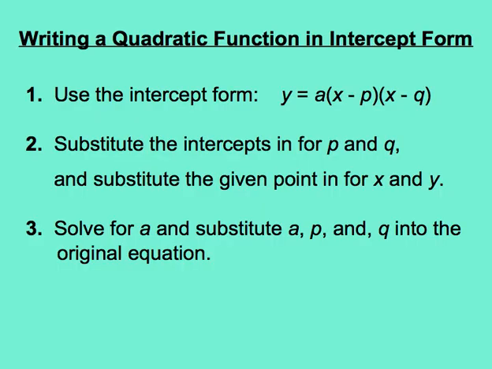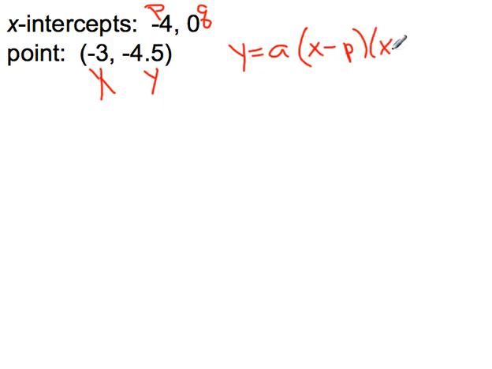Now if I want to write a quadratic function in intercept form, remember intercept form. Remember that p and q are the intercepts. So we're going to substitute in p and q, substitute the point in for x and y, and then again we solve for a and plug into the original equation. An example. If the intercepts are negative 4 and 0, this is going to be your p and your q. Okay? This point is still x and y. Okay? And just a reminder of the intercept form, it's y equals a times x minus p times x minus q.